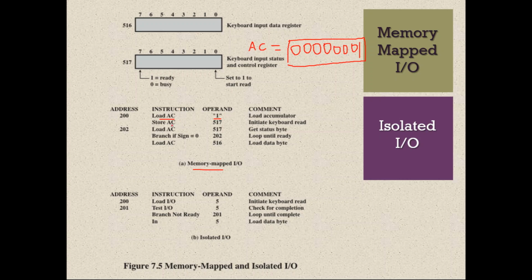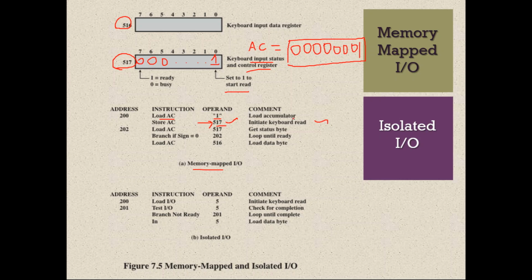Store accumulator to 517. What is 517? This is the catch here. Address 517 refers to the keyboard status and control register. Address 516 refers to the keyboard data register. So store accumulator to 517 means store this content to 517. What does the accumulator contain? All zeros, and the last bit alone is 1. If the last bit is 1, what does it mean? It means perform a read operation, start a read operation. So the moment the accumulator is stored with 1, it means initiate the keyboard read.